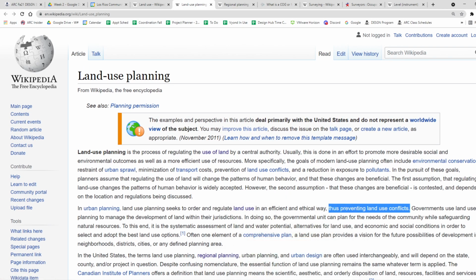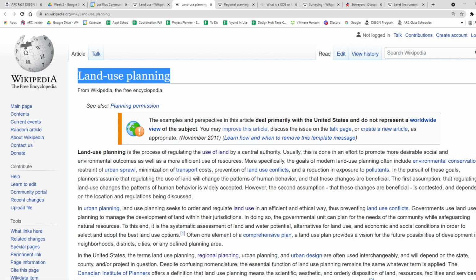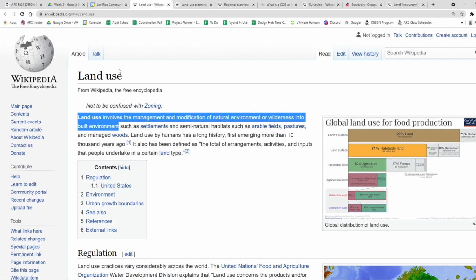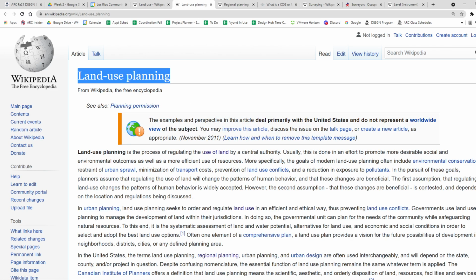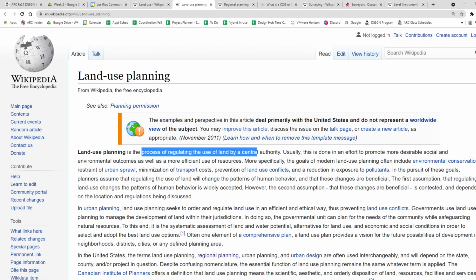Right, so that's our land use planning as it relates to land use. Okay, so we're back to, we want to manage and modify the natural environment, and we want to do that through a process that regulates land use by a central authority.